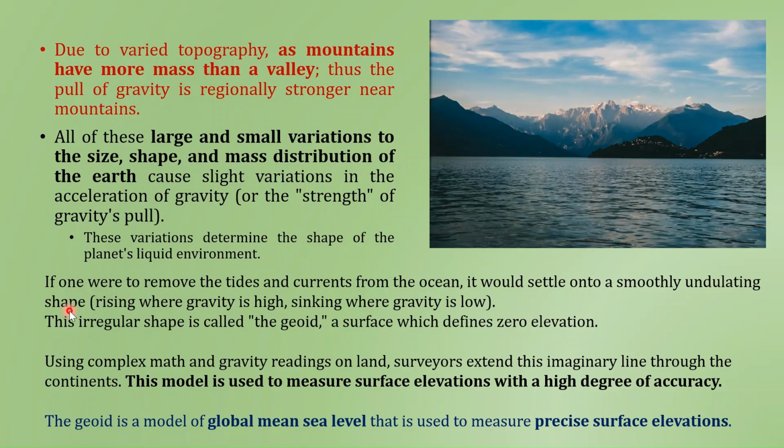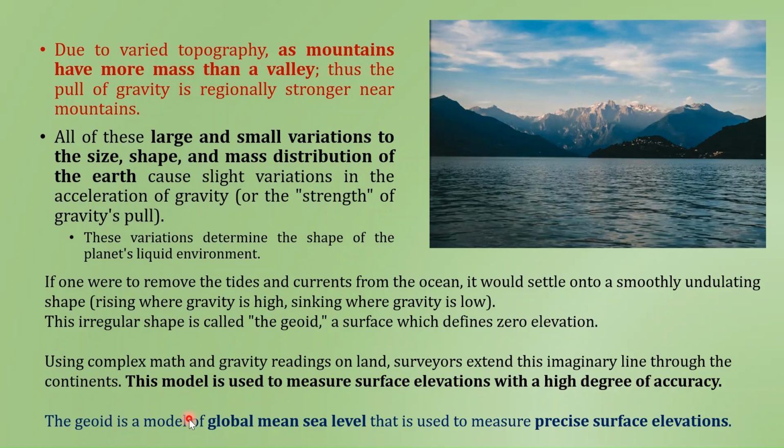If we consider a scenario where we remove the tides and currents from the ocean, the water would settle onto a smoothly undulating shape, rising where the gravity is high and sinking where the gravity is low. So this irregular shape is referred to as the geoid, a surface which defines zero elevation. Using complex mathematical calculations and gravity readings on the land, surveyors extend this imaginary line throughout the continents, and this model is used to measure surface elevations with a high degree of accuracy.